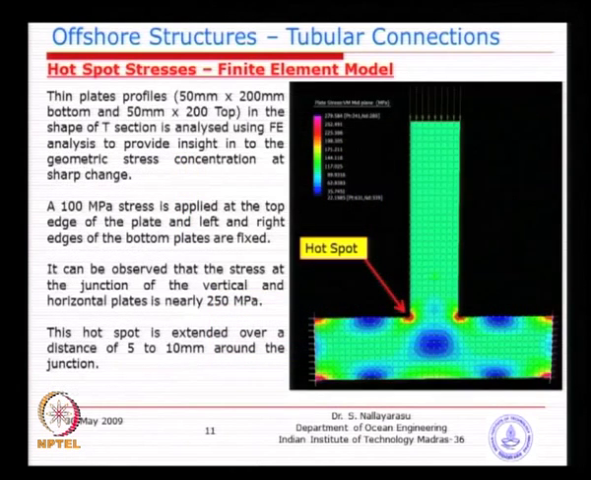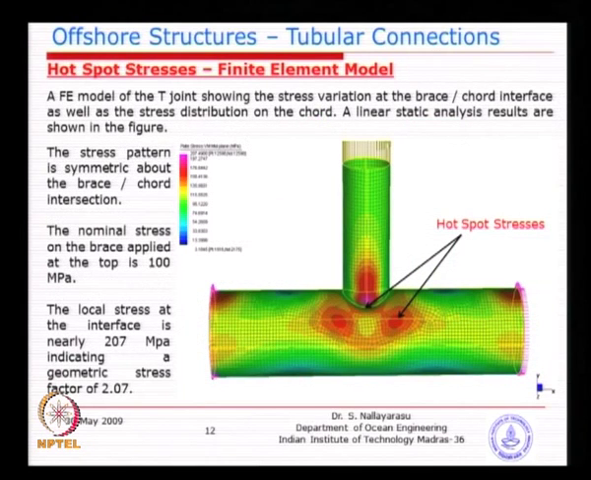So, if you go back to this picture also, you can see here this junction, some portion of the vertical plate is stressed, some portion of the horizontal plate is also stressed. So, it has an effect on both sides, and that is why we need to know what is the pattern of stress on the chord side and what is the pattern on the brace side.